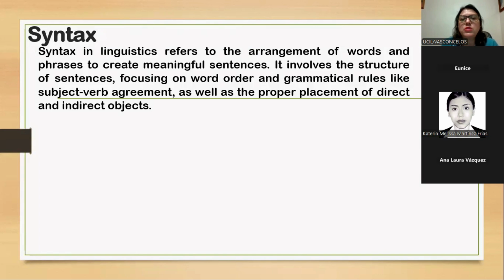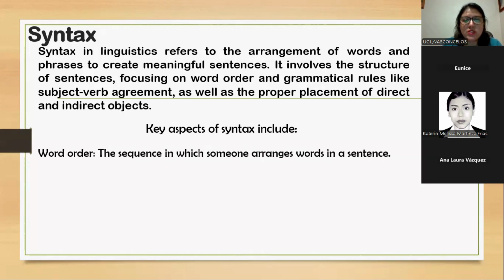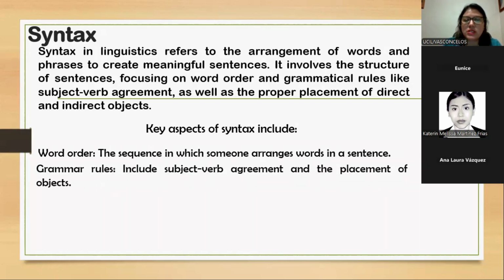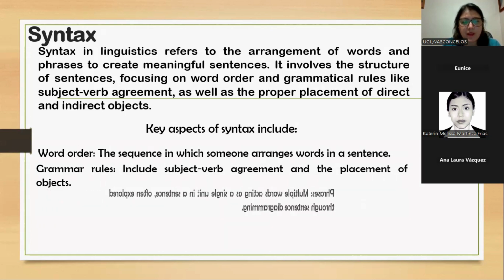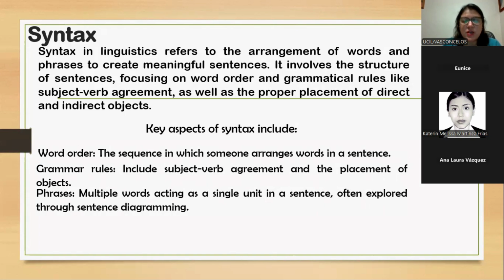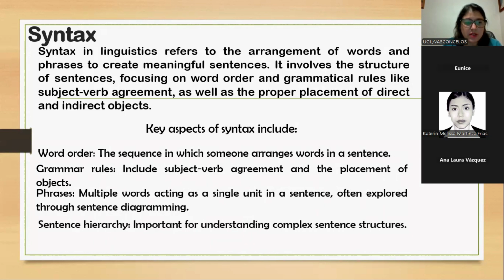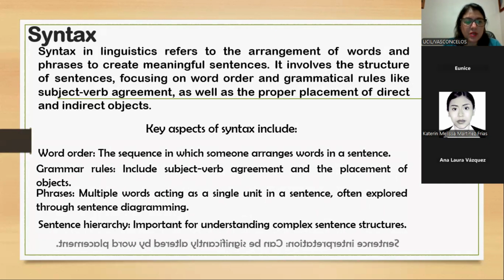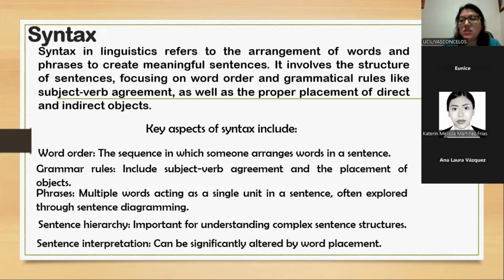Here we have syntax in linguistics, which refers to the arrangement of words. What are the key aspects that will help us? This is related to word order, as you were mentioning. We have the grammatical rules, which include subject, verb, and complement. Then we have the phrases, which we are going to explore later too. They have multiple words acting as a single unit in a sentence. Then sentence hierarchy, and the last one is related to sentence interpretation.